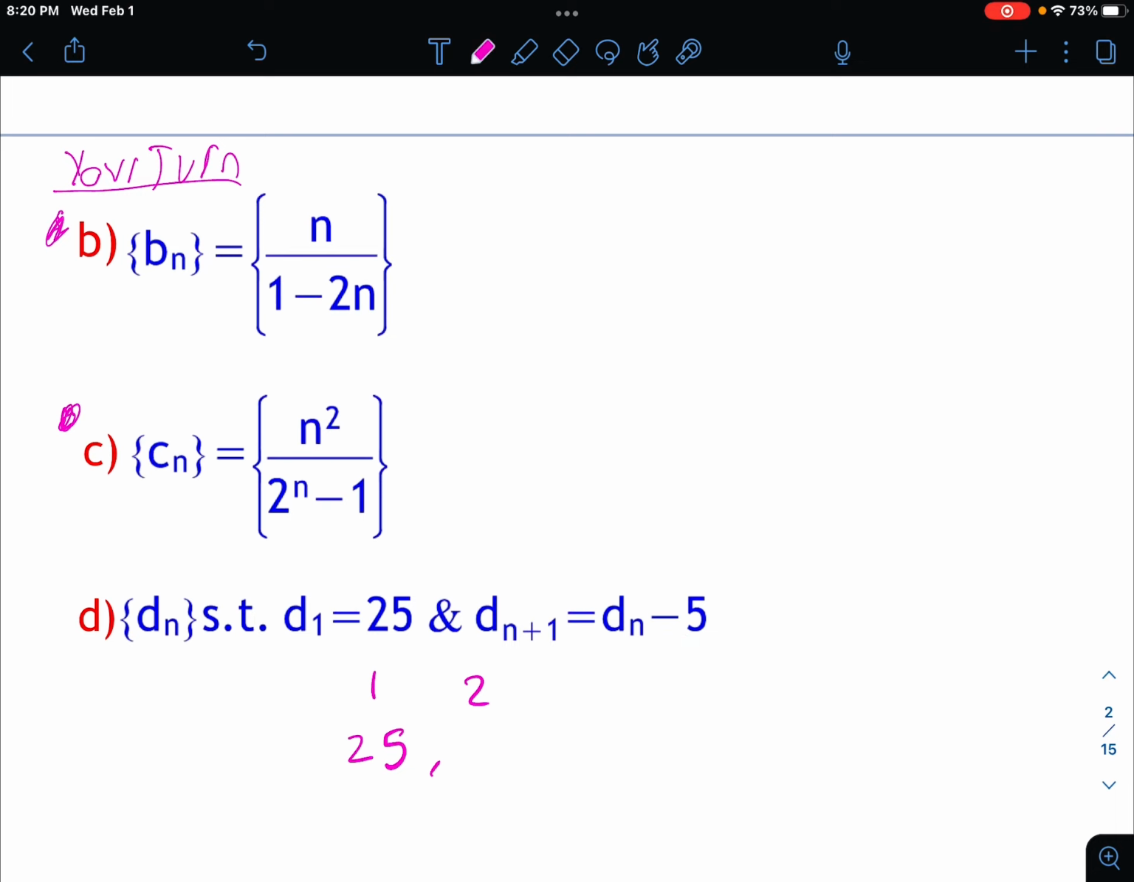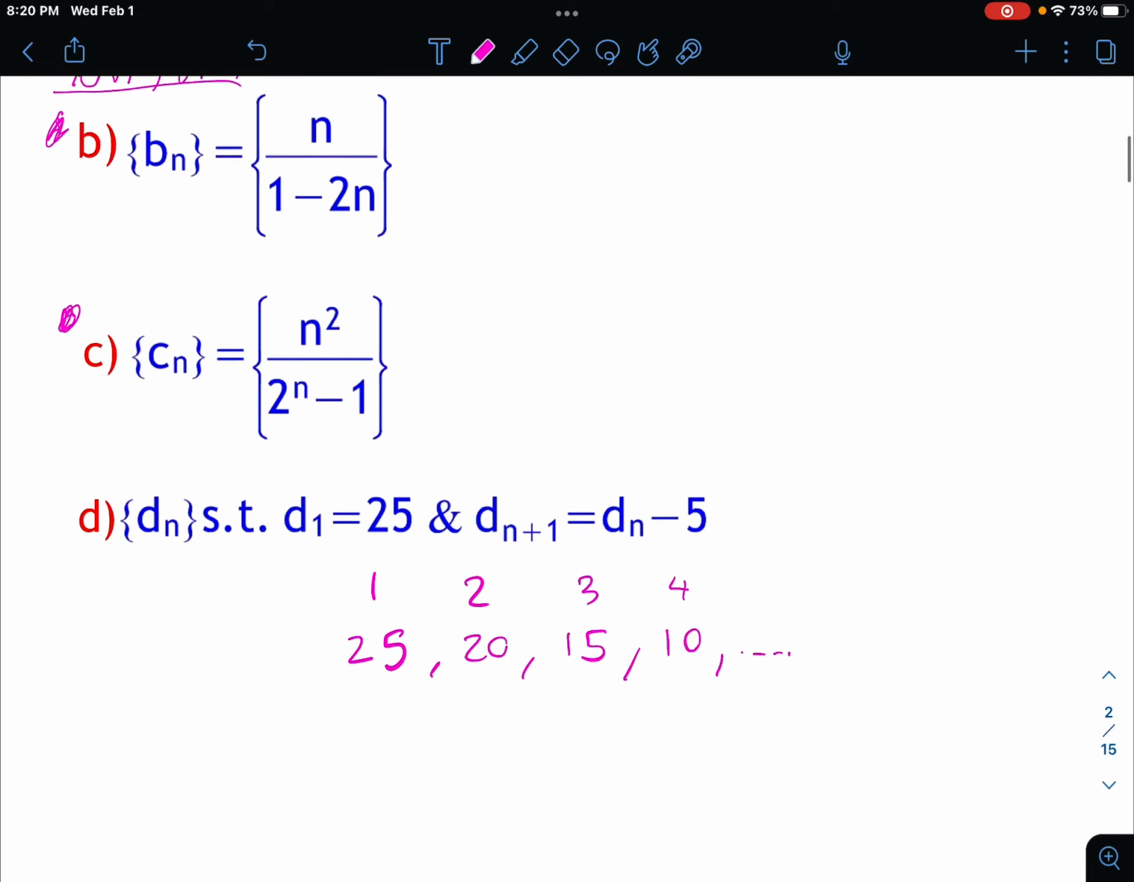So 25 minus 5, we get 20. 20 minus 5, we're gonna get 15. 15 minus 5, we're gonna get 10, so on and so forth. Okay, we're just writing out the first four terms for each of these.